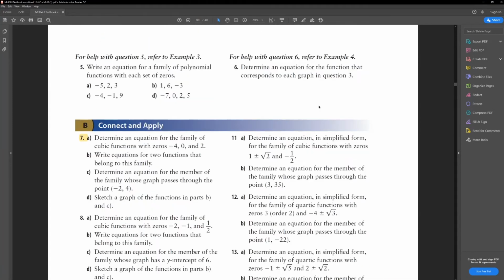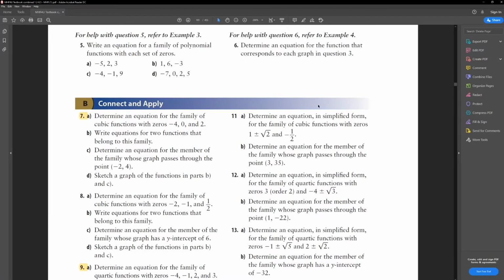Question 4 asks the same question, so I didn't assign it. So let's look at question 7. Determine an equation for the family of cubic functions with zeros -4, 0, and 2. Okay, so we're just substituting these values into the equation I taught you. B, write the equations for 2 functions that belong to this family. Now we just choose a random k value, and now we're happy. C, determine an equation for the member of the family whose graph passes through the point -2 and 4.